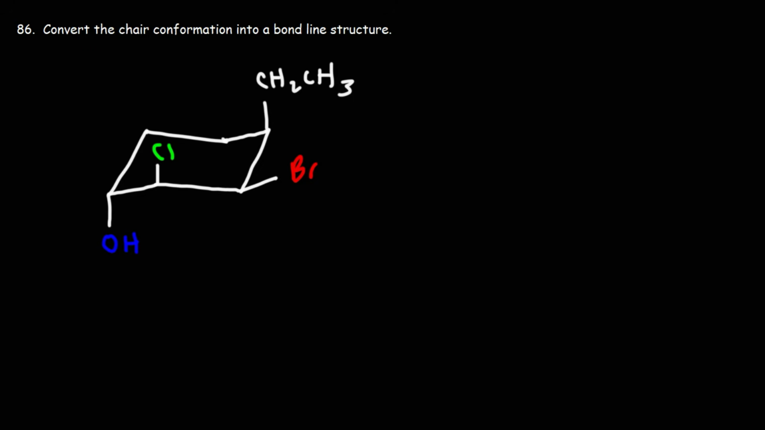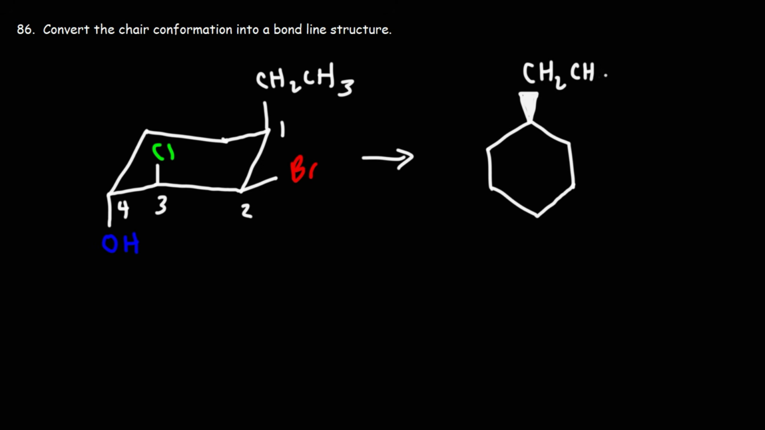86. Convert the chair conformation into a bond line structure. So first, let's start with the generic structure of cyclohexane. Now, let's say this is carbon 1, 2, 3, 4. Now we have an ethyl group going up on carbon 1, so let's put it on a wedge. And since we went clockwise, we're going to count in the clockwise direction.